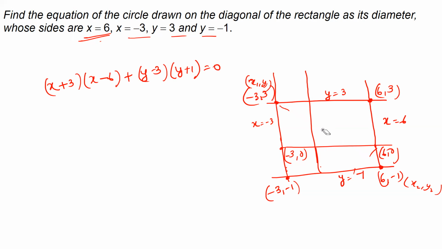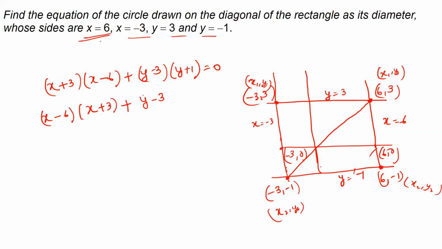Otherwise, if I take the other diagonal, then I get these 2 points. I assume that this is my x1 y1 and this is my x2 comma y2. So the equation will be x minus 6 times x plus 3 plus y minus 3 times y plus 1 is equal to 0. In either case, I am getting the same circle.